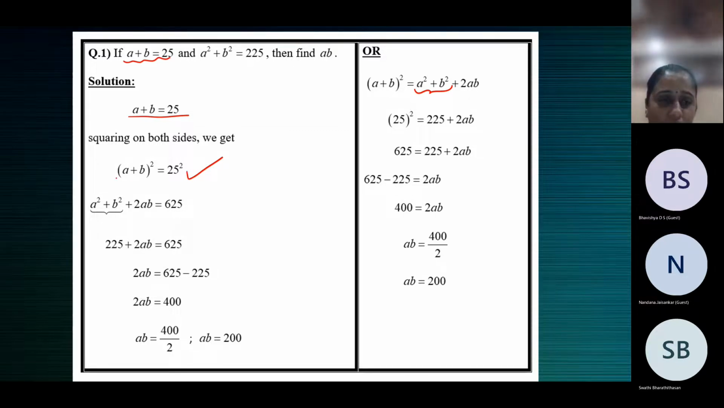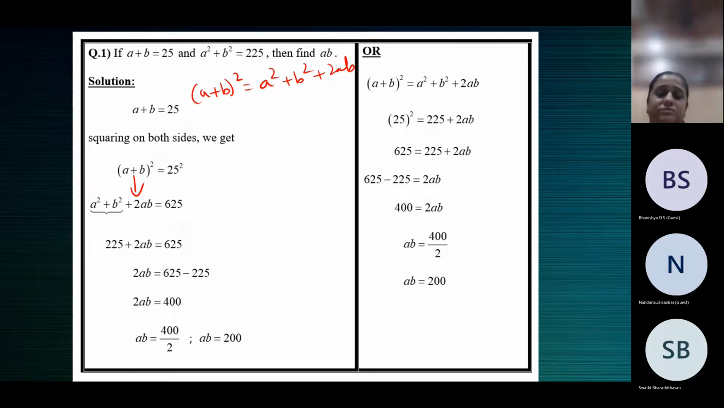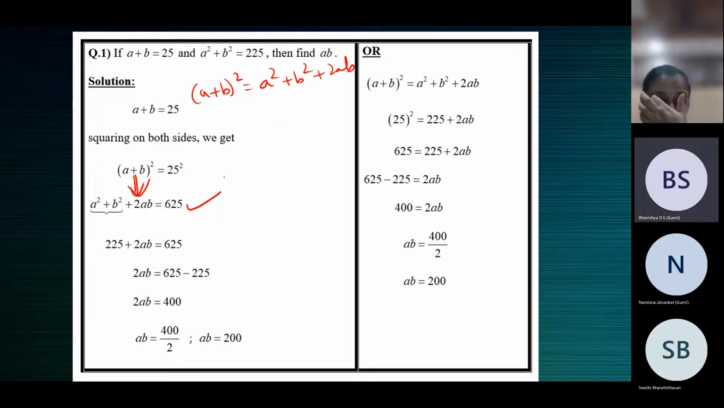Now, when you work, how do you continue? You should write what this one is equal to below. Now, in the next step, what is this equal to? What is (a plus b) the whole square? A square plus b square plus 2ab. Yes or no? Yes, ma'am. So instead of (a plus b) the whole square, we are writing a square plus b square plus 2ab is equal to 25 square, which is 625. Is this understood? Yes, ma'am.